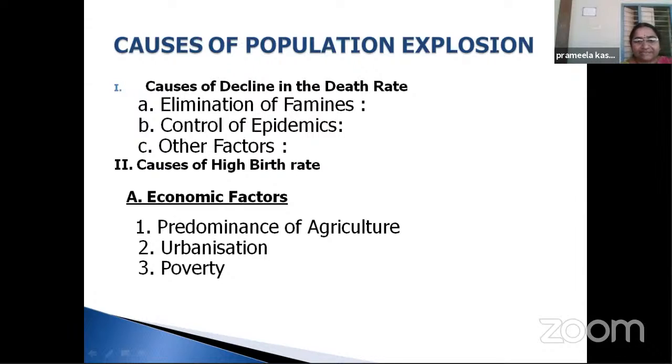Causes of high birth rates, economic factors. The first one, in economic factors: predominance of agriculture, urbanization, and poverty.